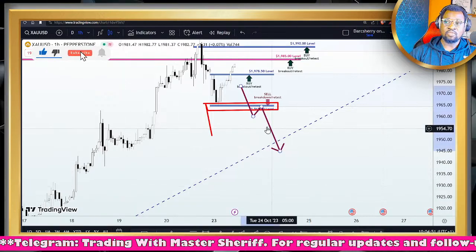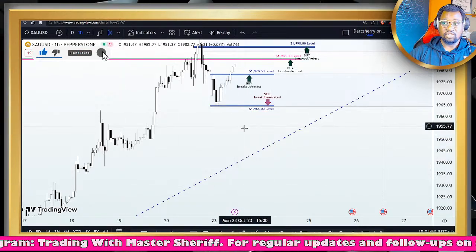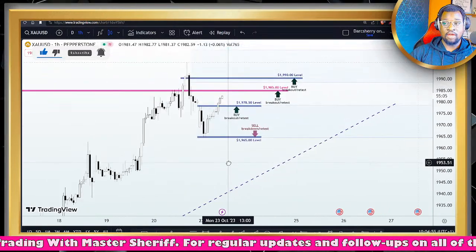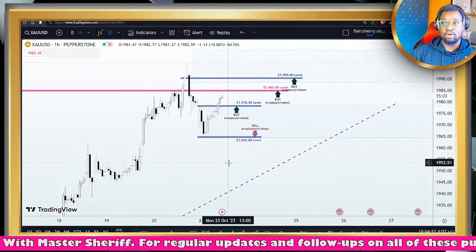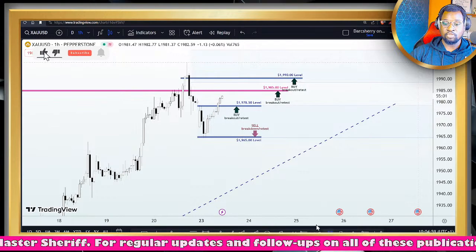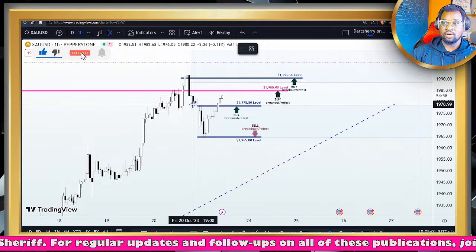I'm very bullish at this point in time, like I told you, and I shared it with everyone on my TradingView and Telegram platform that I'm looking out for buying opportunities above the 1,978.